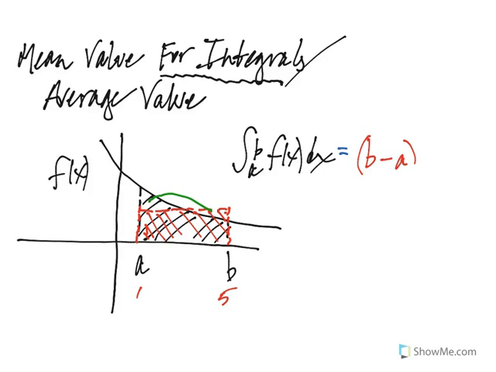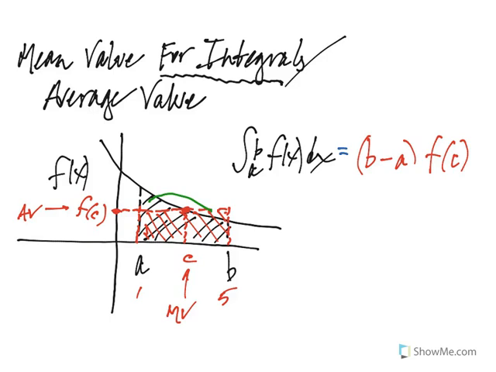The height of this rectangle is f of c, we'll call it. This then corresponding value of x is c. The height of that rectangle, again, is just f of c. The height is the average value, and the corresponding x value is what they're asking for in the mean value.